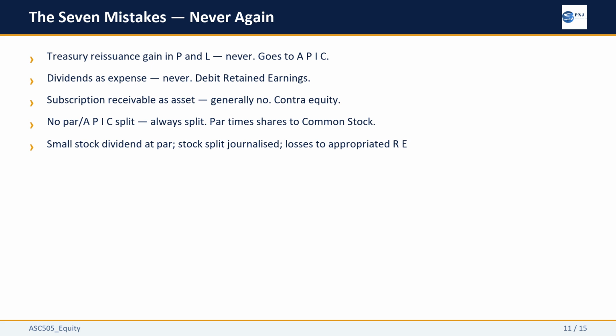Always split common stock issuance between par and APIC. Small stock dividends under 20 to 25% use fair value, not par. Stock splits require only a memorandum entry. And losses never go to appropriated retained earnings. Memorize these 7, and you will avoid the most common equity audit findings.